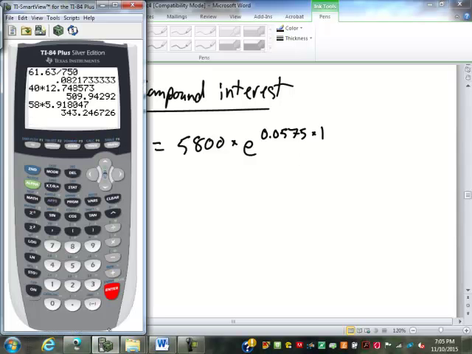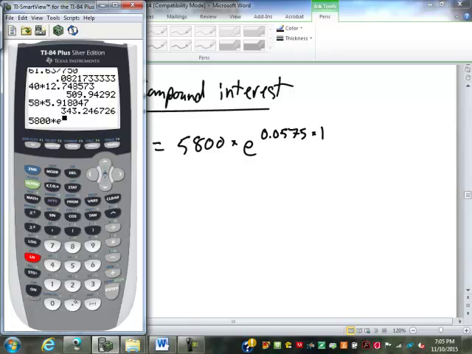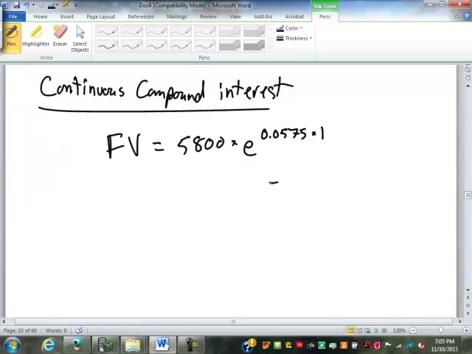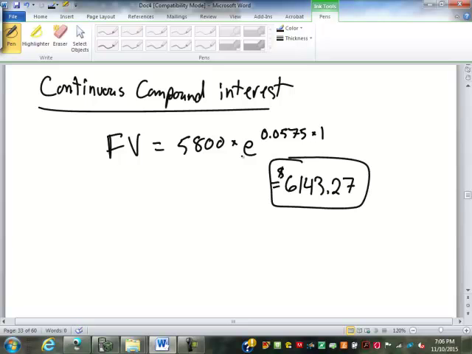Now again, this doesn't need to go in your notes, so you'll never be asked to repeat this, and I'm not totally sure if it's going to work right now. Where's my e button? There it is, second e^x, 0.0575. Cross my fingers. Hey, there it is, 6,143.27. I haven't done that calculation since last year at this time, and I don't have it in my notes, so I wasn't totally sure if that was the right formula.